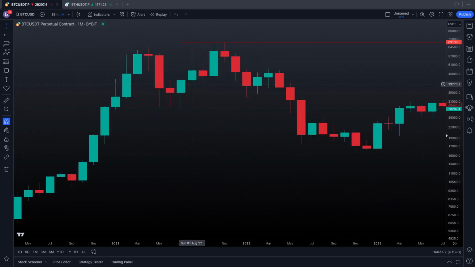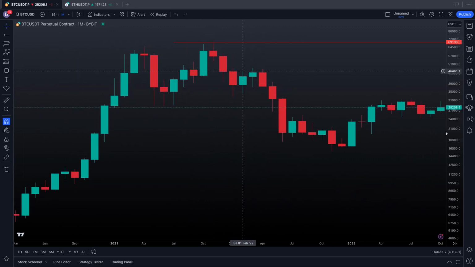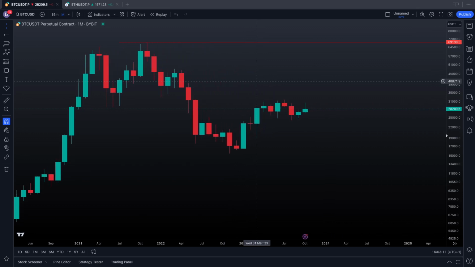this is essentially how you could have traded this area here, which unfortunately I wasn't really active in the community back then, but we won't even talk about it because it's now just hindsight.